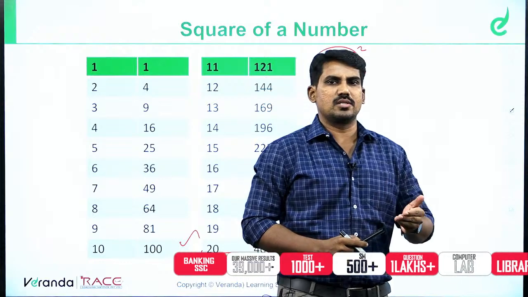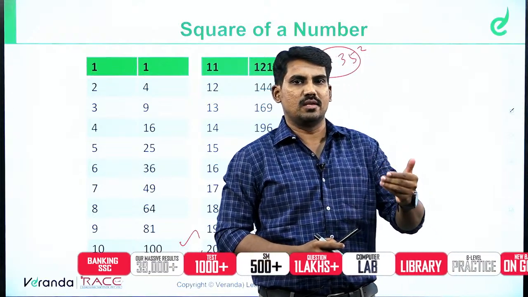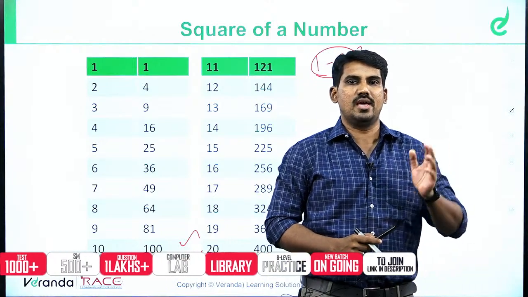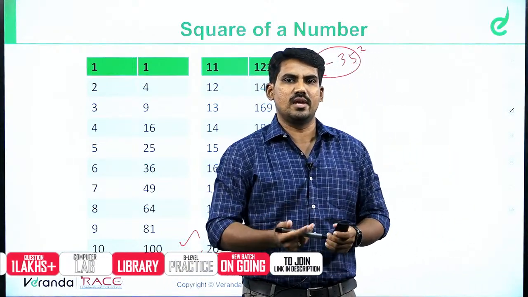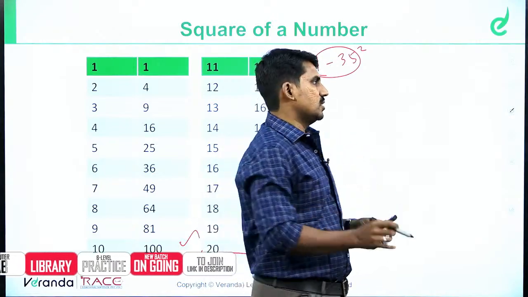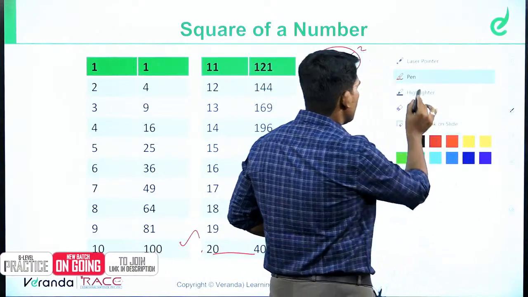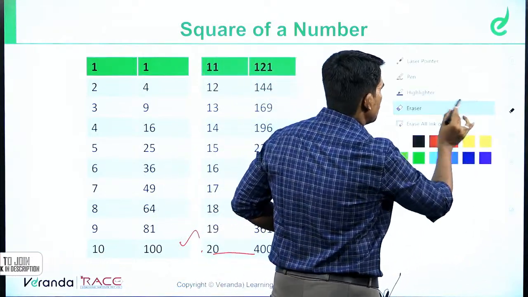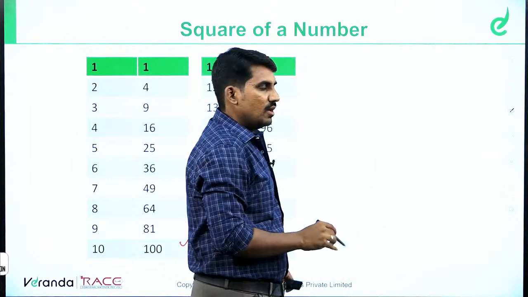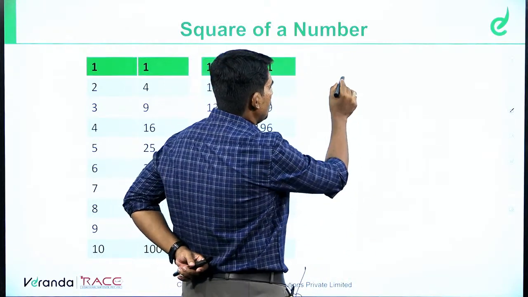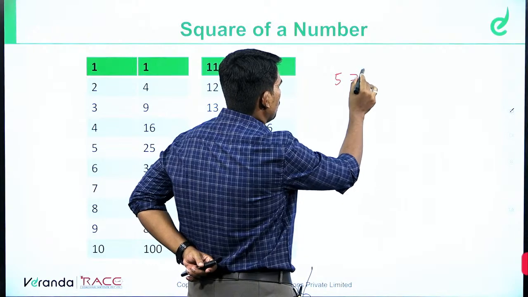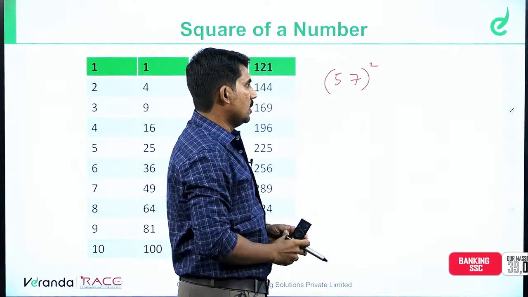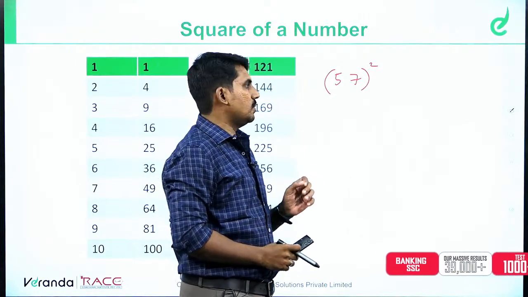Now, other than 35 square, some other numbers are there. For example, we want to find the square of 58. We want to find the square of 68, any number, right? So what is the shortcut? How can we find the square of any number? For example, first we take one number, finding the square of 57. Now we want to find out 57 square. What is the shortcut? Listen.